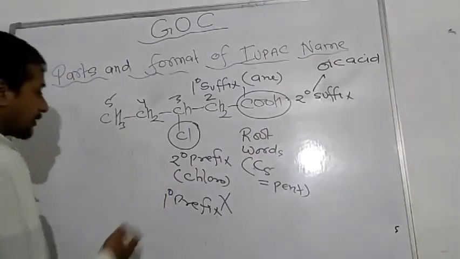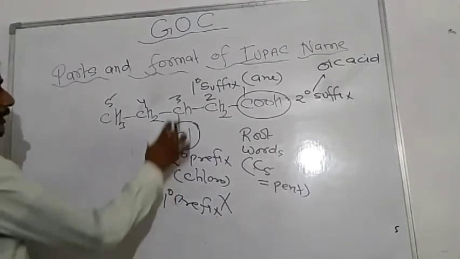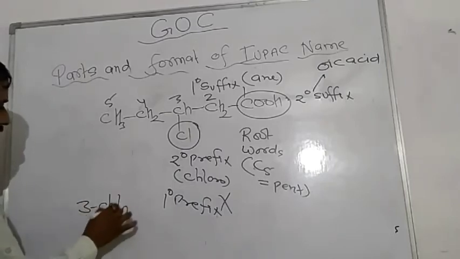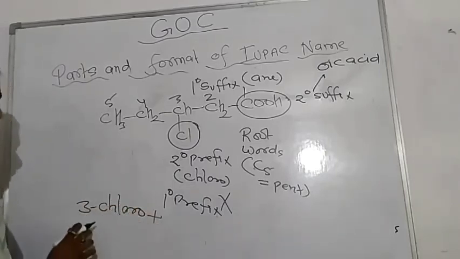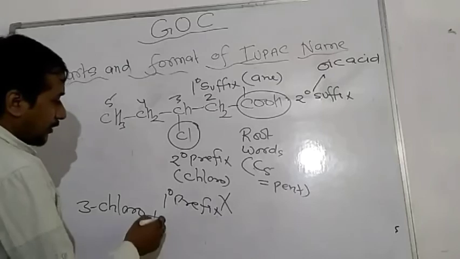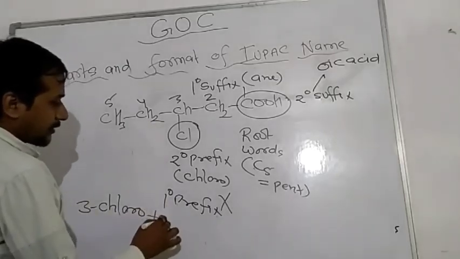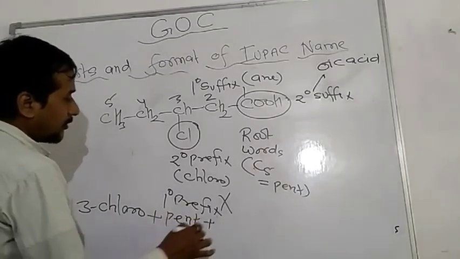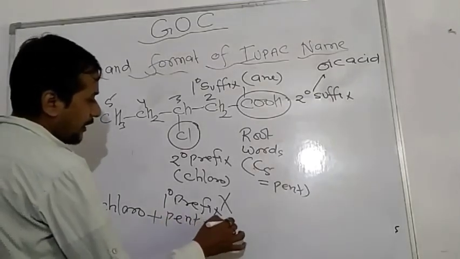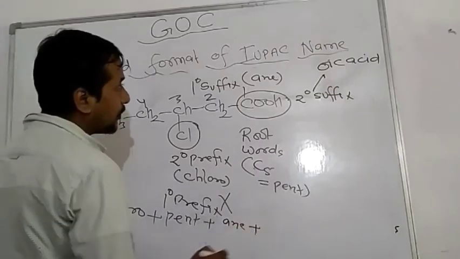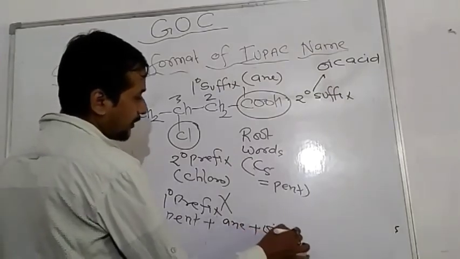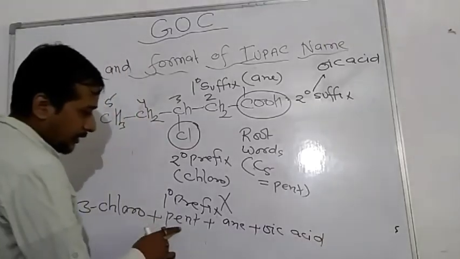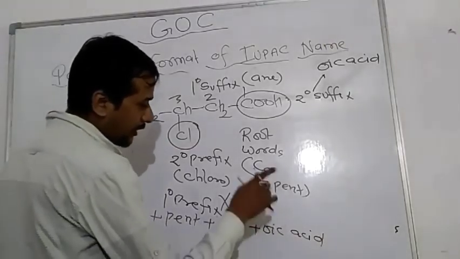Now write the name of this compound. So here the 3 number contains chloro. You can write 3-chloro plus. This is basically the 2 degree prefix. Here no 1 degree prefix is there. So that's why just come to the root word. Here the root word is pent. Now the 1 degree suffix contains "ane" and the 2 degree suffix is "oic acid". So 2 degree prefix, root word, 1 degree suffix and 2 degree suffix.